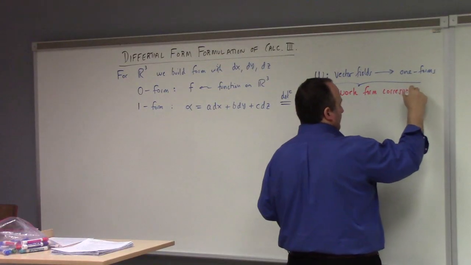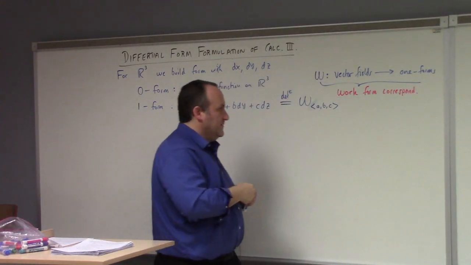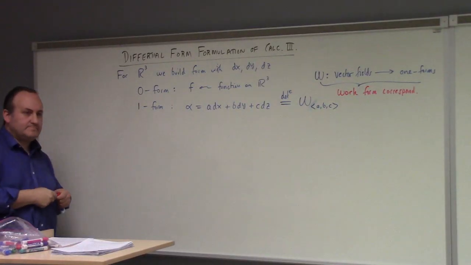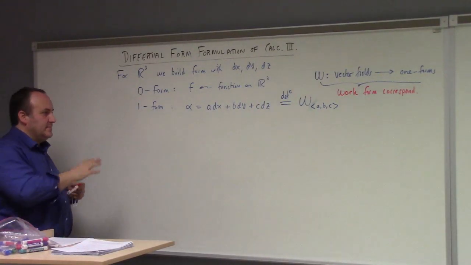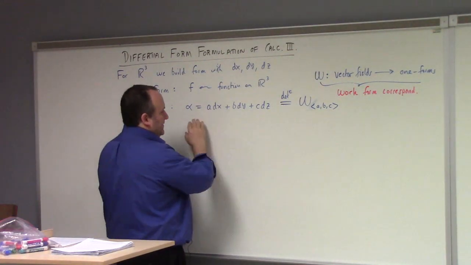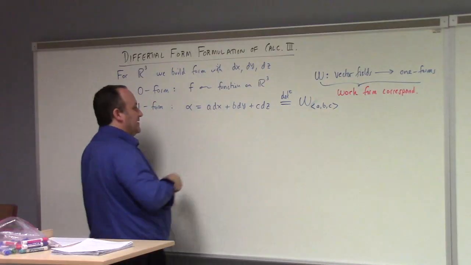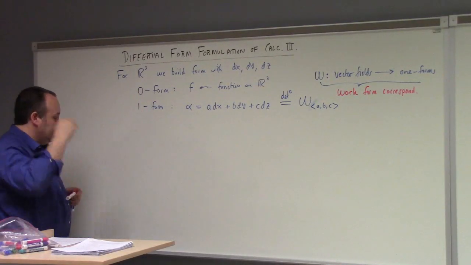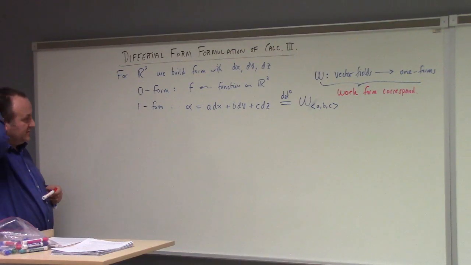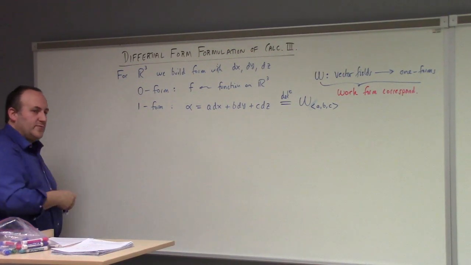It's a one-to-one and an onto map. It's a bijective correspondence. It's also linear. If I added two vector fields, I would get them to one forms, and the one form which corresponded to the sum of the two vector fields would be the sum of the two one forms to which it corresponded. So that's a one form. An arbitrary one form looks like this.